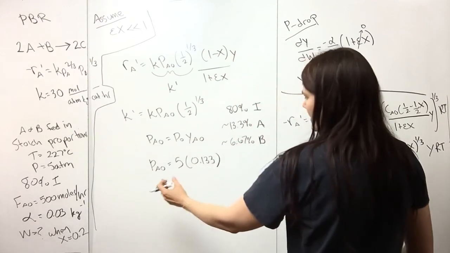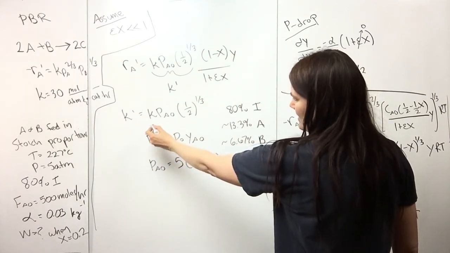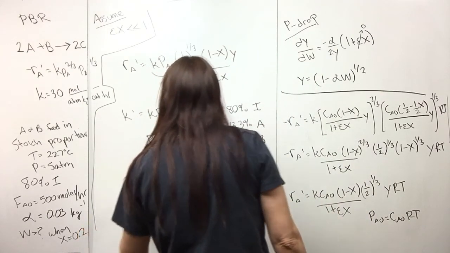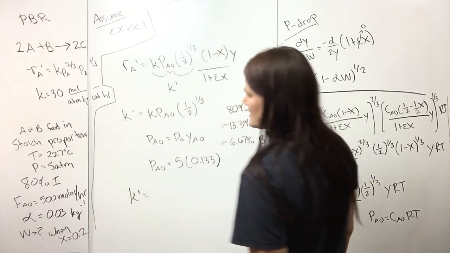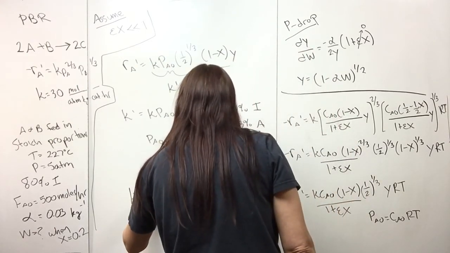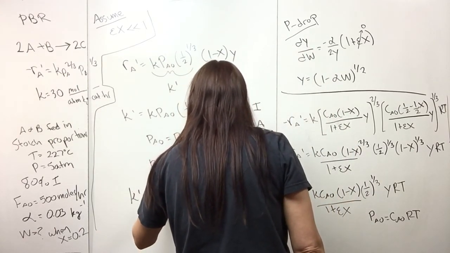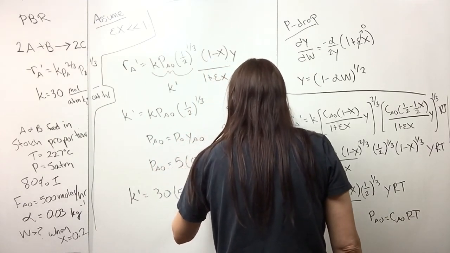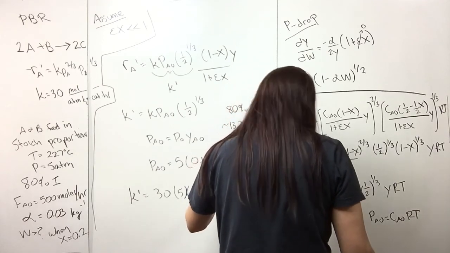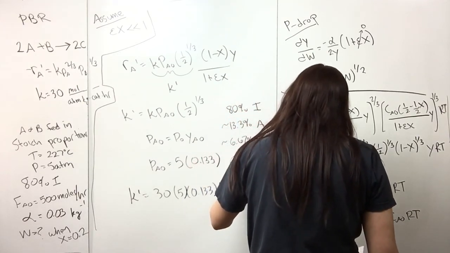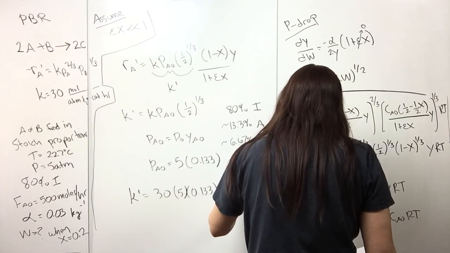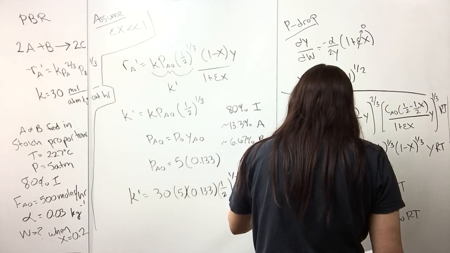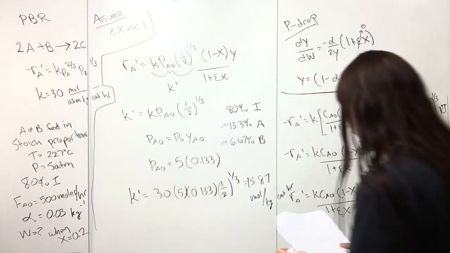And then I want to just solve for K prime. So K prime is equal to, and K is 30, multiplied by this PA naught, which was 5, multiplied by 0.133, multiplied by (1/2)^(1/3). And that's equal to 15.87 moles per kilogram catalyst per hour.